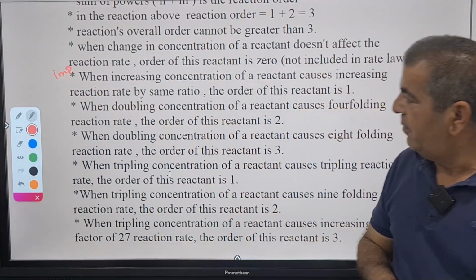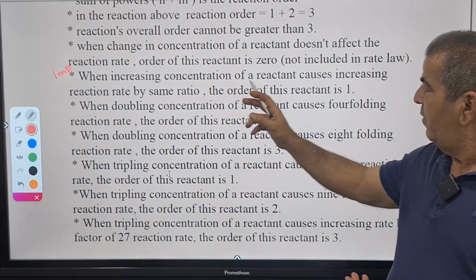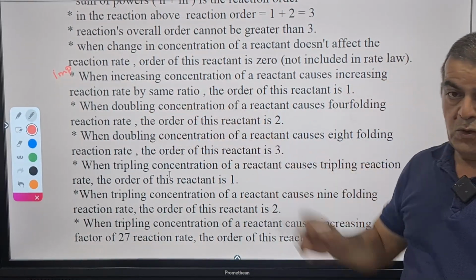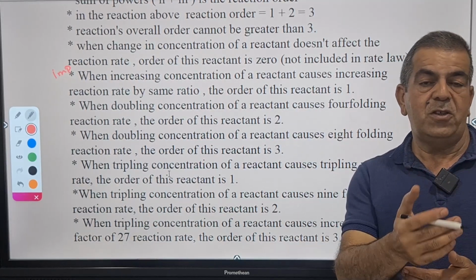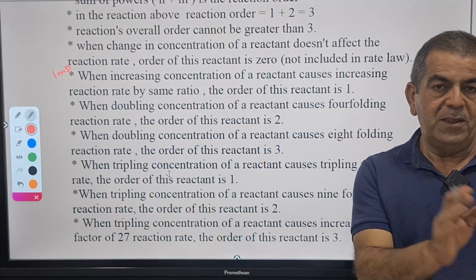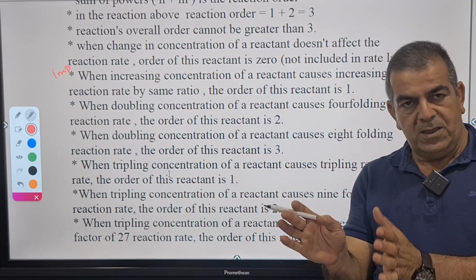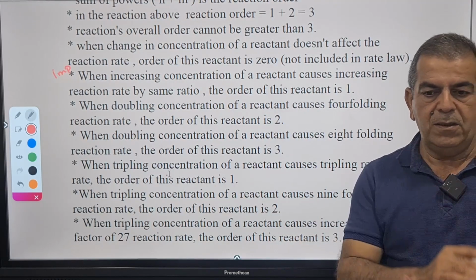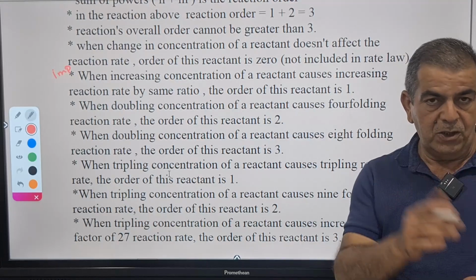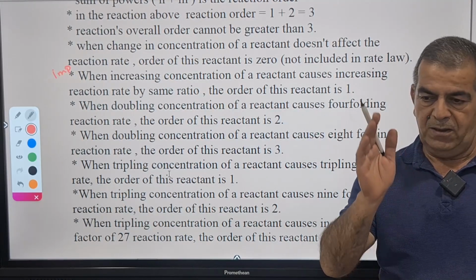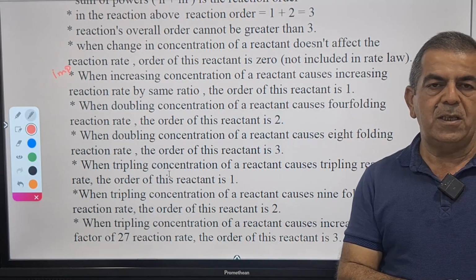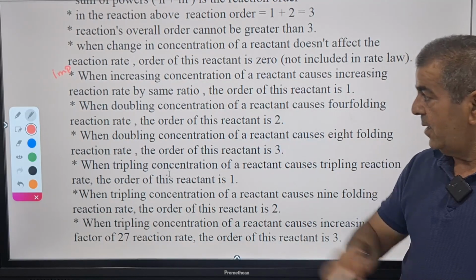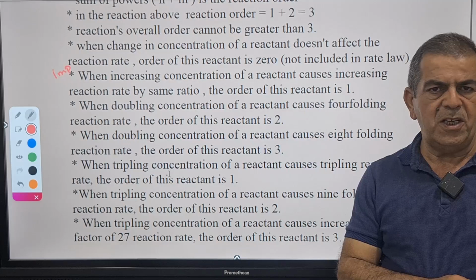So we have, when increasing concentration of reactants causes an increasing reaction rate by the same ratio, which means when doubling the concentration of a reactant and keeping the second constant, if it causes the reaction rate to increase by the same ratio, which means the concentration doubled and the rate also doubles, this means the power or the order of this reactant is 1. And this is exactly the previous reaction for hydrogen.